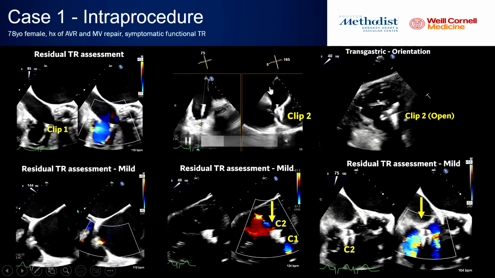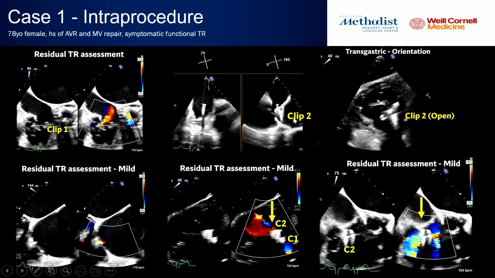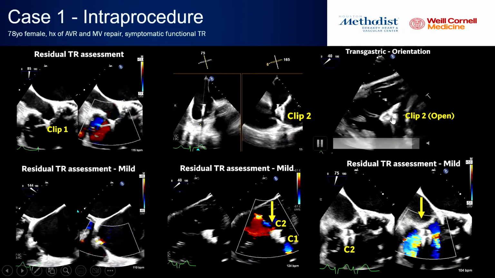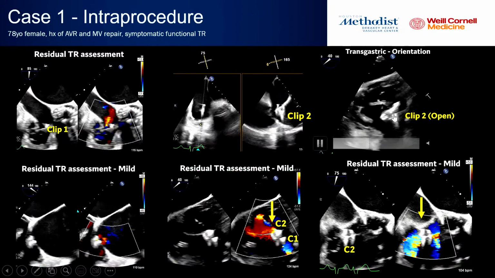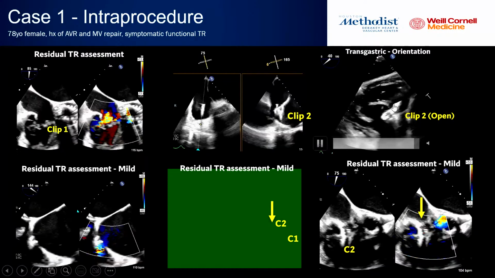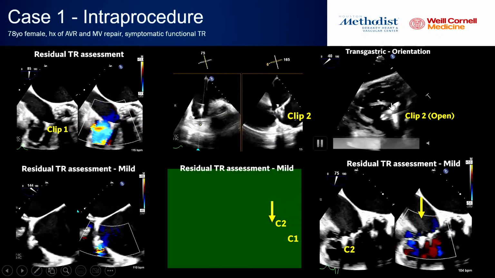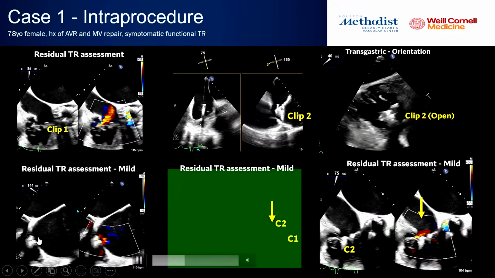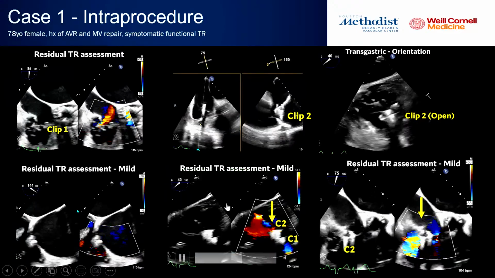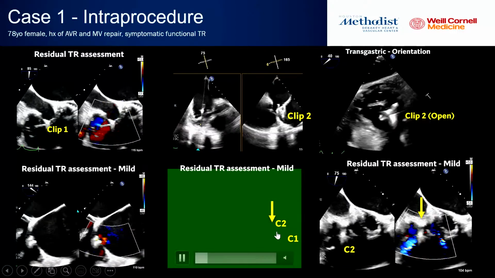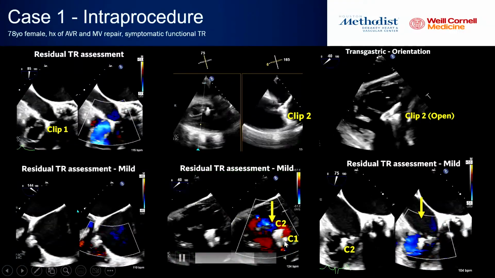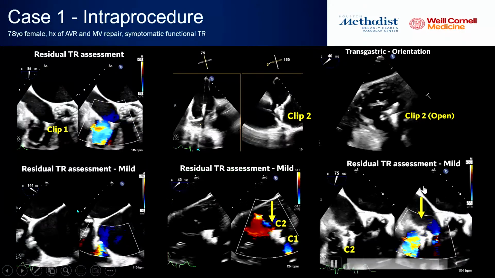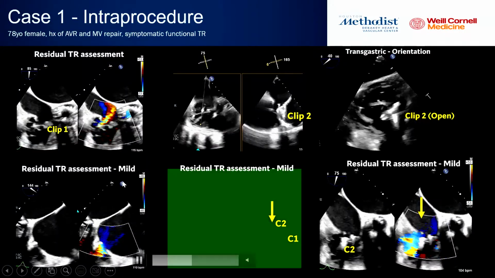So we went ahead, and I'm not gonna go over the whole process again, but we went ahead and placed a second clip. We see this is the first clip, this is the second clip, and on here we try to make it as close as possible. Also orienting on our transgastric, and then this is the 2 clips together with trace residual. So I don't know why this is blinking green, but you can see the 2 clips together. Here in another view with minor residual TR.